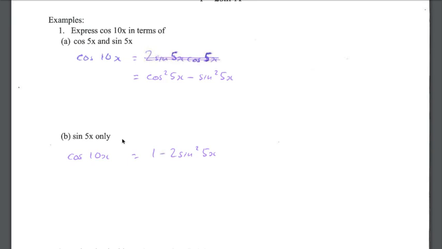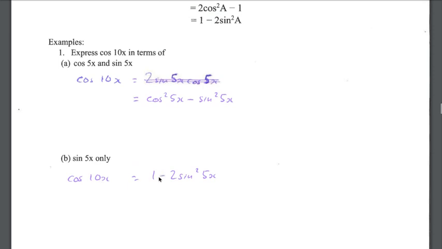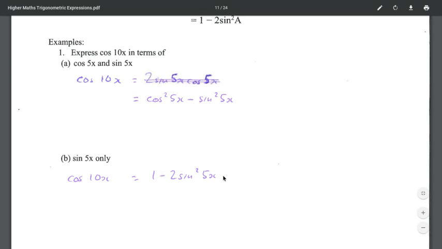In terms of sine 5x only, so I'm going to use the bottom one. So cos 10x will be 1 minus 2 sine squared 5x. Again, it's the double angle formula.